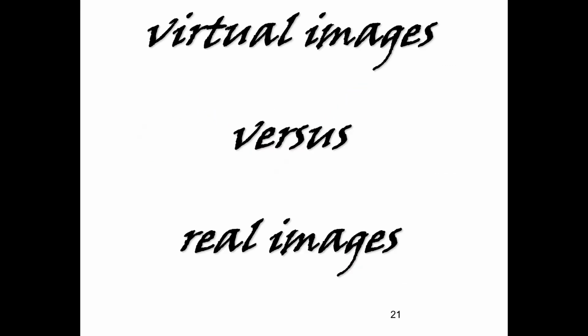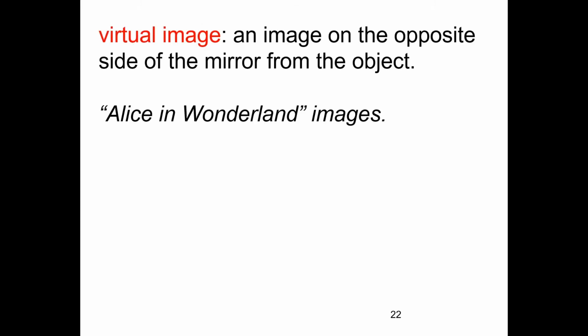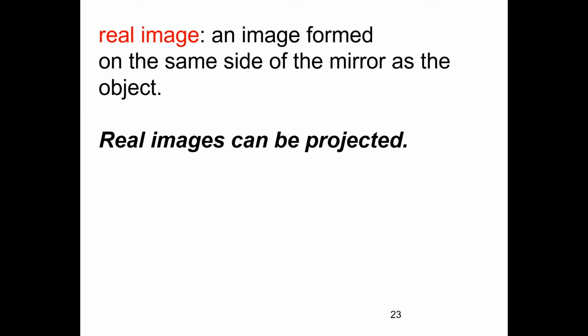There are two kinds of images, virtual images and real images. Virtual images are images on the opposite side of the mirror. Add this to your notes if you need to. Pause if you need to. Real images are on the same side of the mirror as the object. Add this to your notes if you need to.